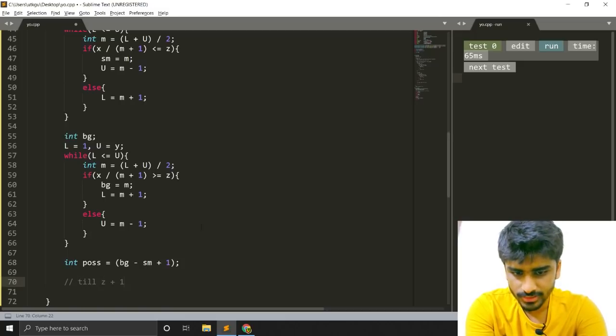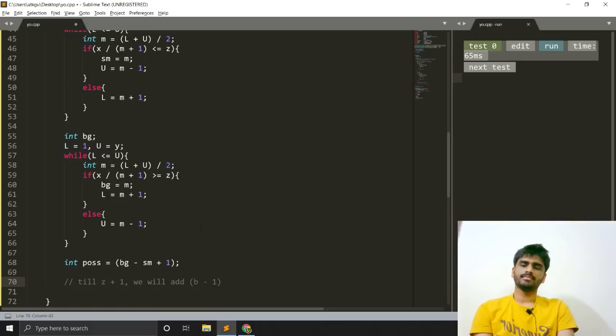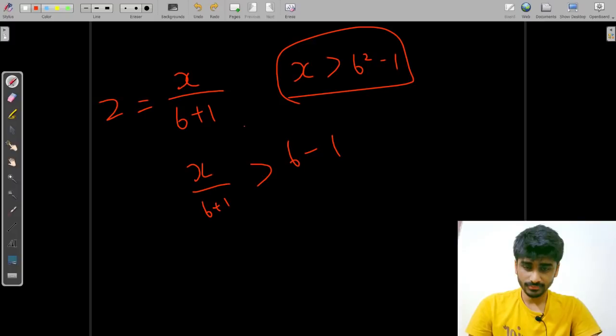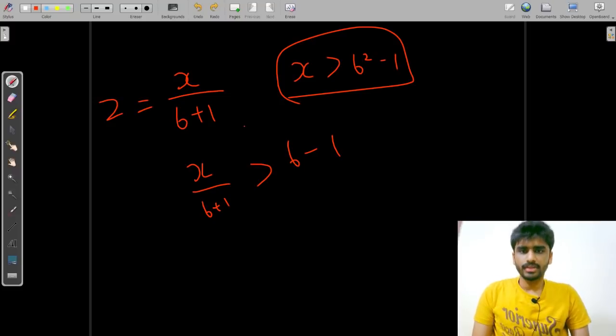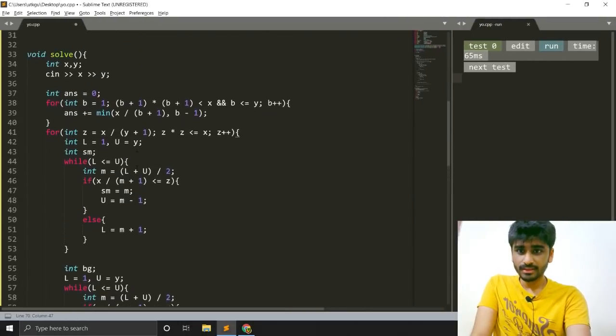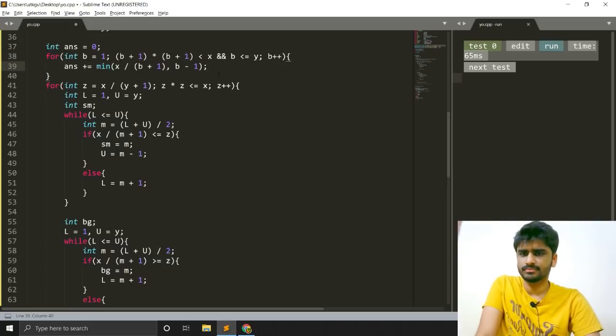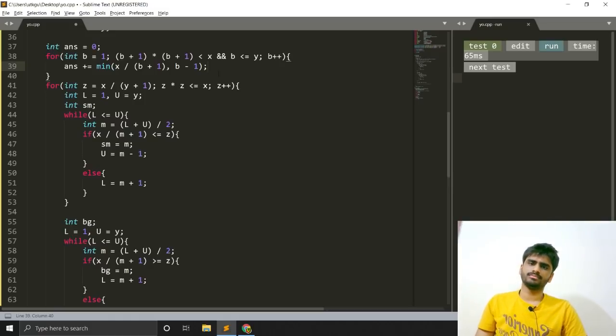Till z plus 1 we will add b minus 1, right? Till b equals z plus 1. Just a second. Oh my god. Maybe that case will never come because we had this thing or something like that, right?